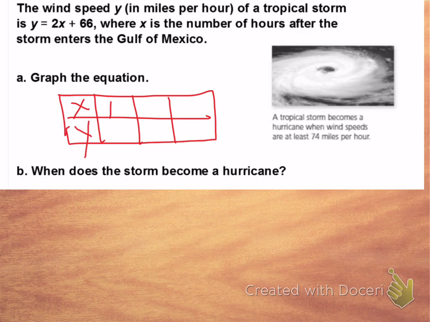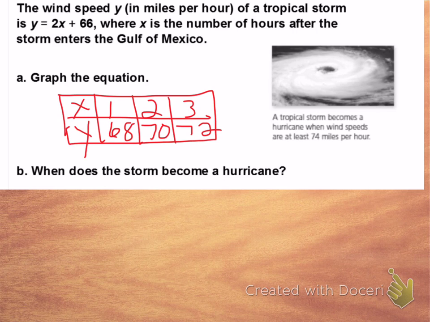So there's my x and y table. I'm going to use 1 hour, 2 hours, 3 hours. So 2 times 1, let's put the 1 in for the x, is 2. 2 plus 66 is 68. 2 times 2 is 4. 4 plus 66 is 70. 2 times 3 is 6. 6 plus 66 is 72. And then we would graph those points.